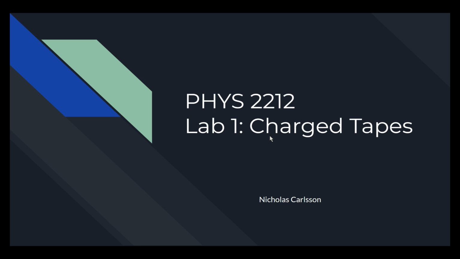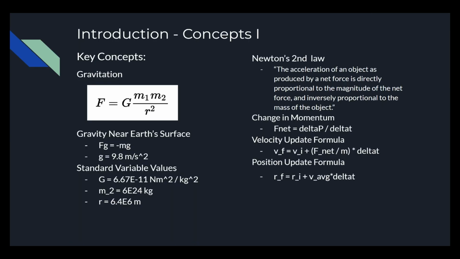Welcome to my first lab about charged tapes. We're going to need to remember some key concepts. First, gravitation: gravity near Earth's surface, which is 9.8 meters per second squared. We're going to be working there. You need to get there by these variables.